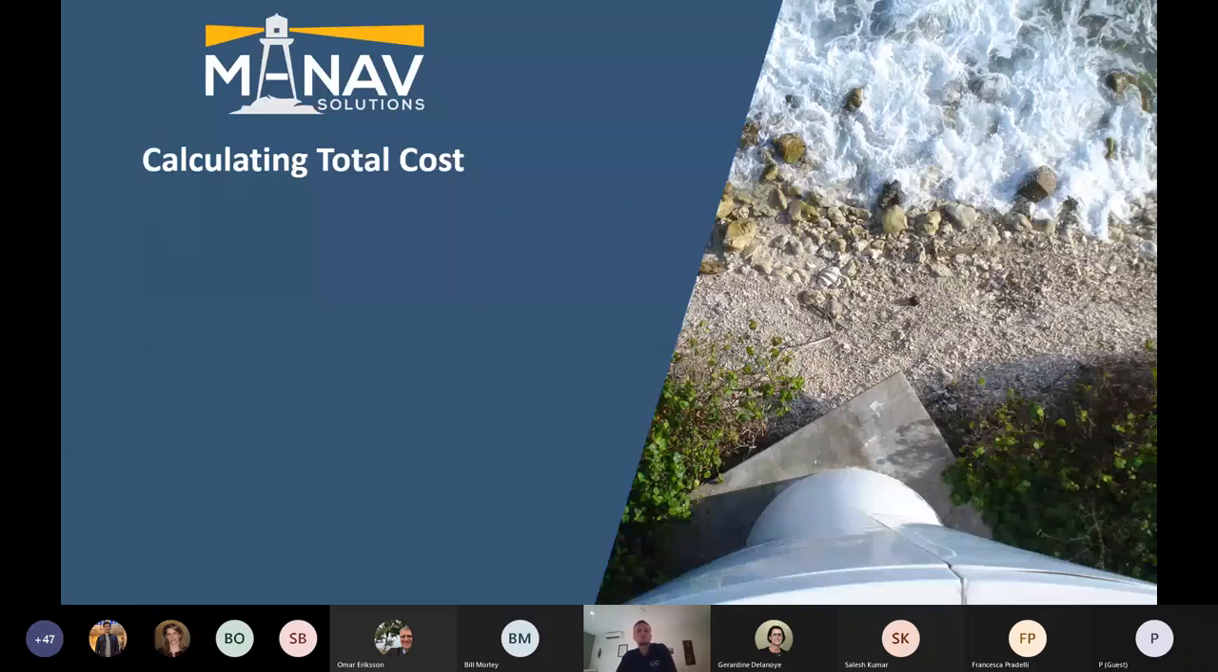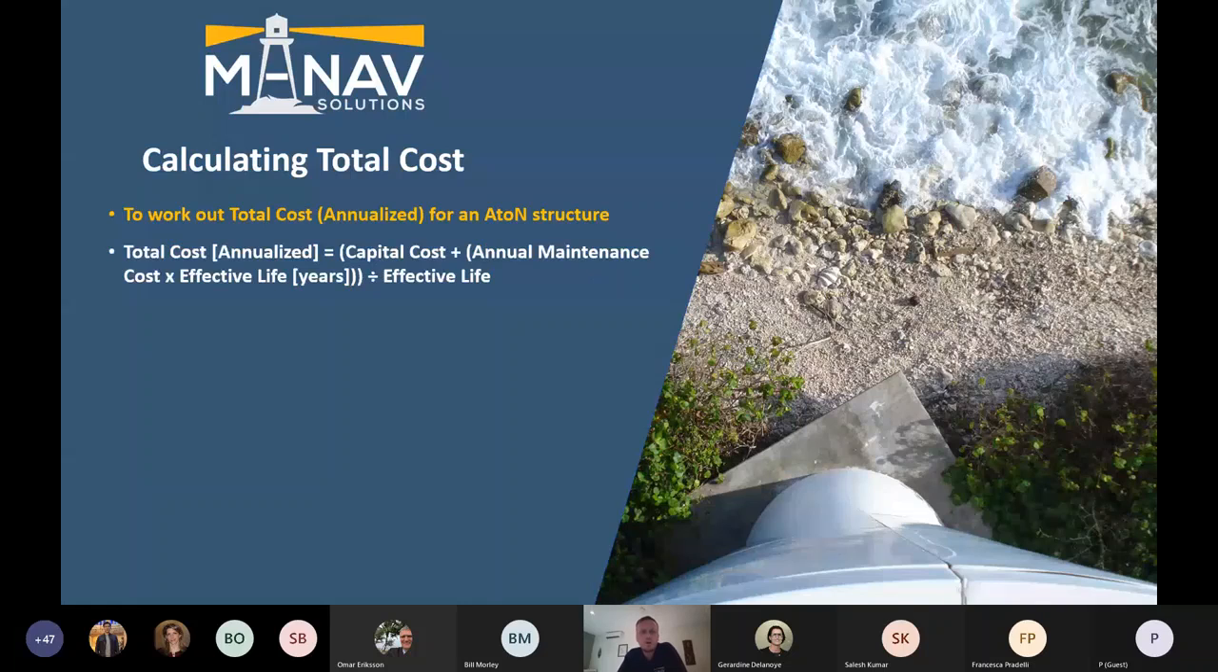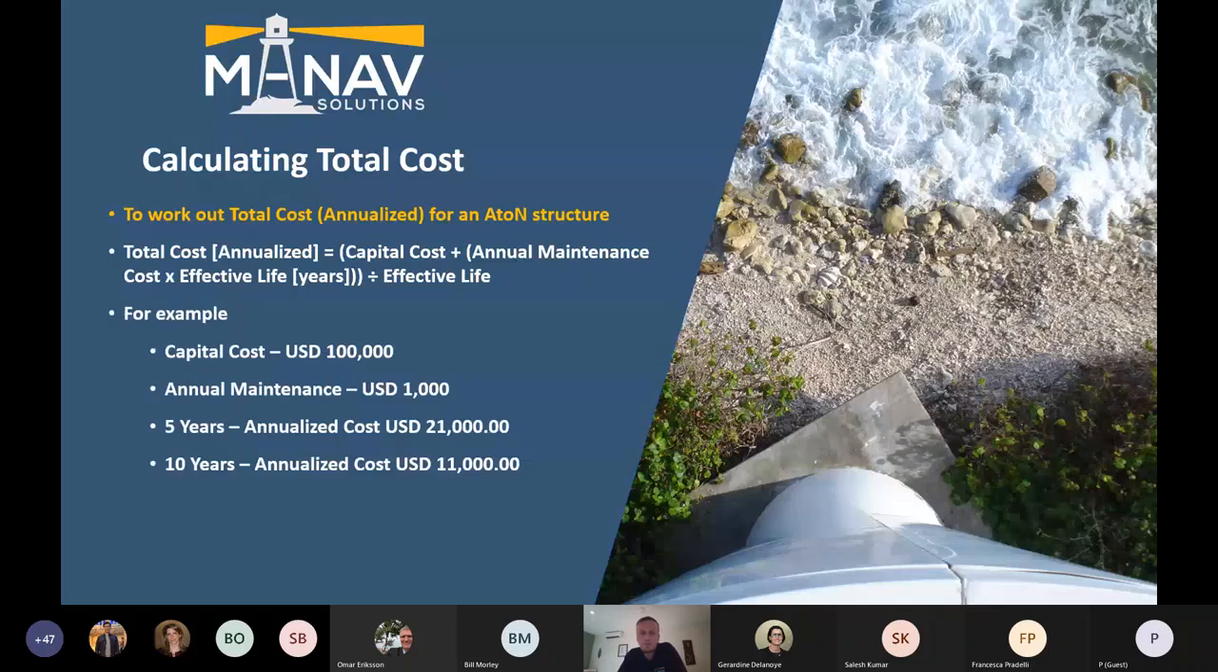Just a little exercise we used to use for calculating total cost. So to work out the total cost for an AtoN structure annualised, this is the formula we use. So the total cost annualised was capital cost plus your maintenance cost times effective life divided by effective life, as an example. So your capital cost for a structure might be $100,000. It might cost $1,000 a year maintenance.